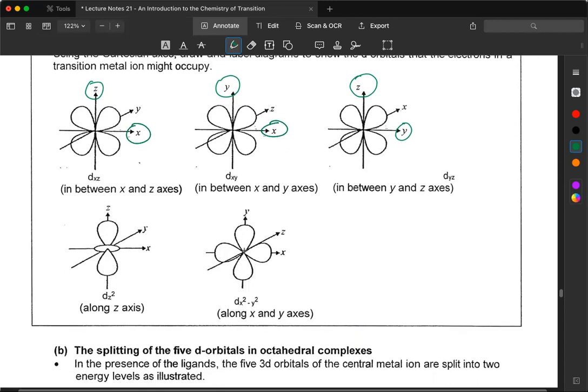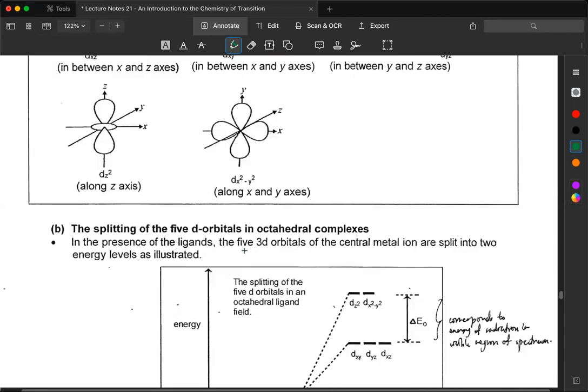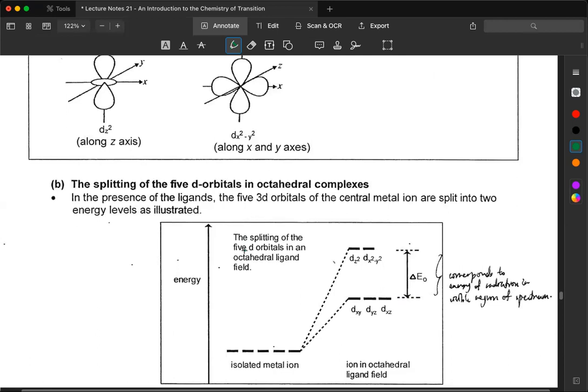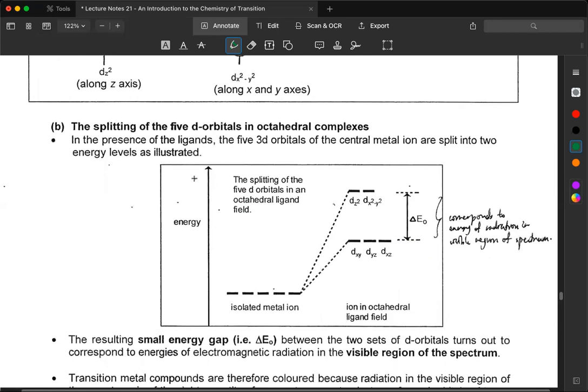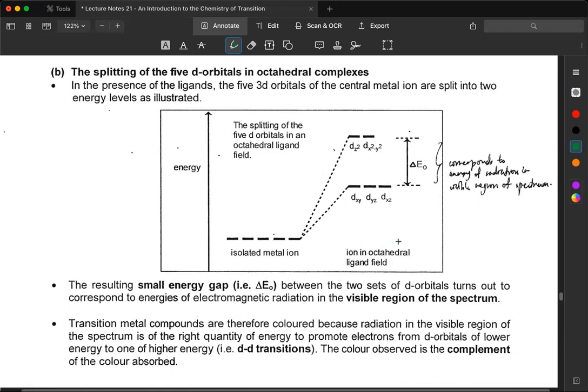Here, because it's where the lone pair of electrons of the ligands are, there's more repulsion. So for octahedral complexes, in the presence of ligands, the 5 3d orbitals of the central metal ion are split into 2 energy levels as illustrated. So the xy, yz, xz are lower, and these 2 are pushed up higher because of more repulsion. So this corresponds to the energy of radiation. We'll explain the color later.